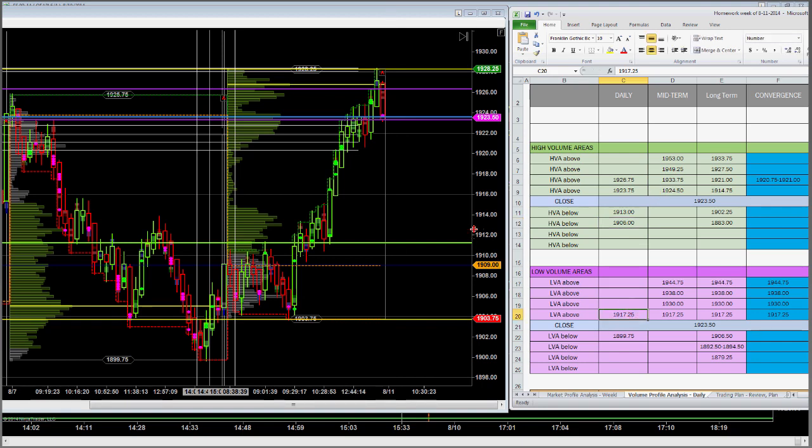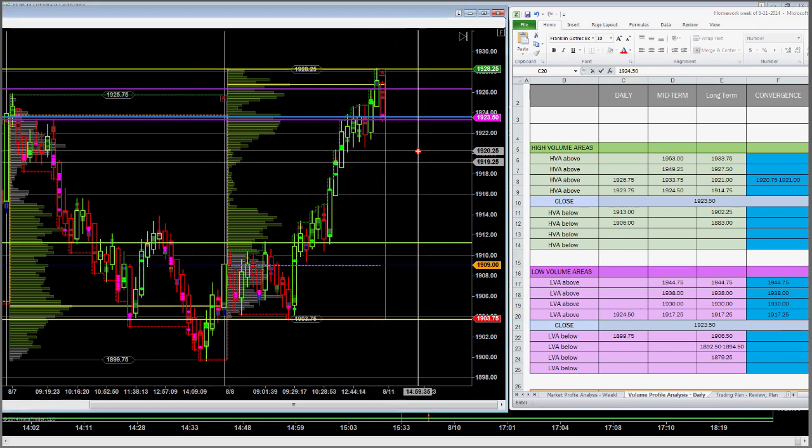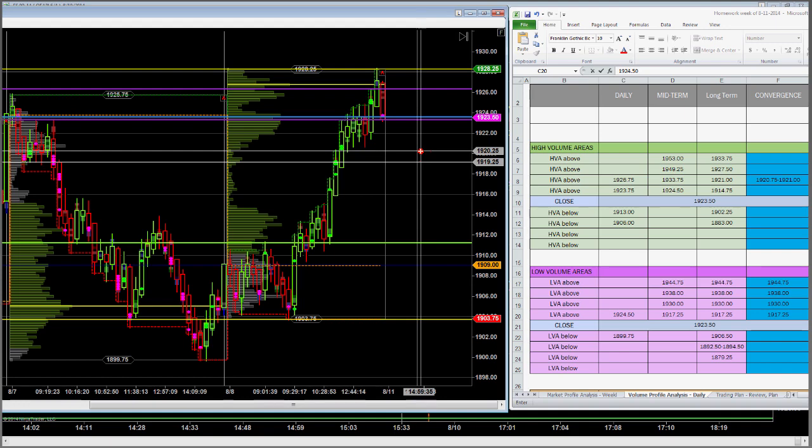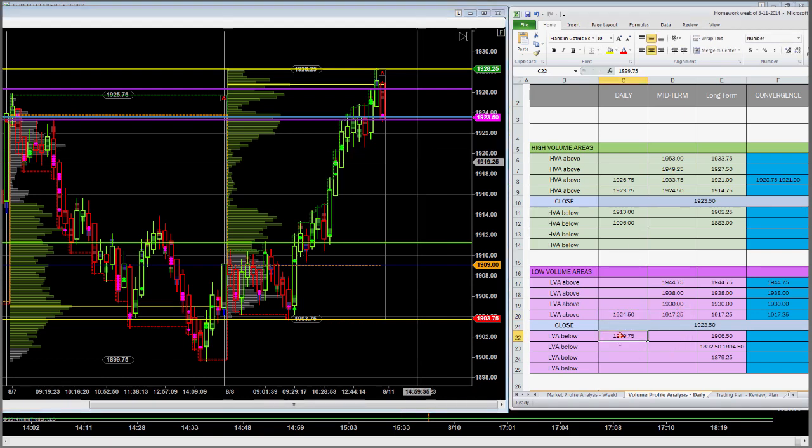Same thing with the low volume area. There's clearly a low volume area right here above at 24.50. So above, I just want to type in 1924.50. And we have a low volume area right here that has some relevance at, say, 20. Low volume area is at 20.25. So I'm going to put 20.25 in here.